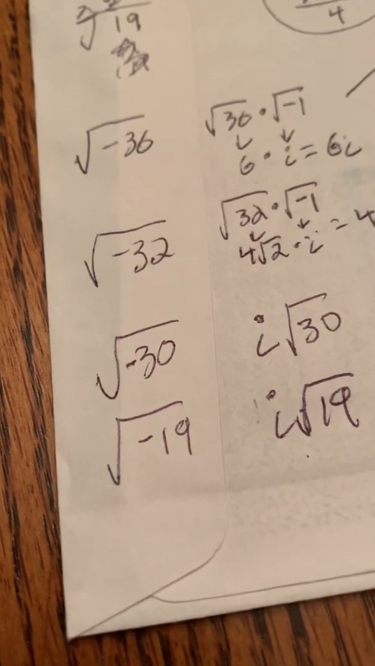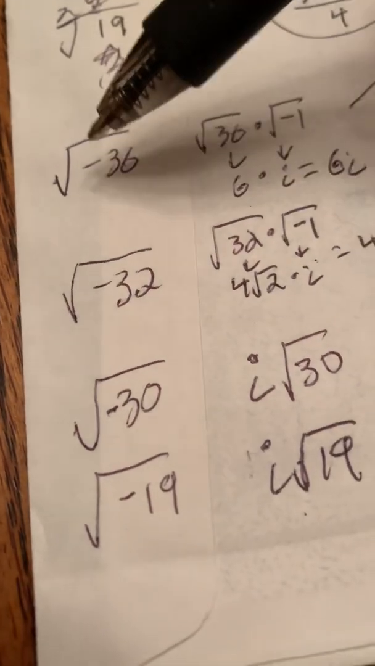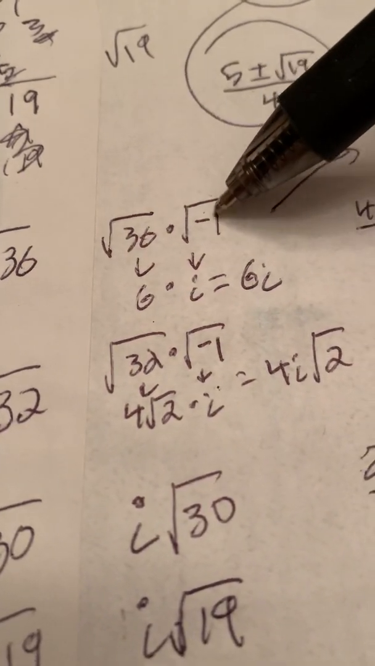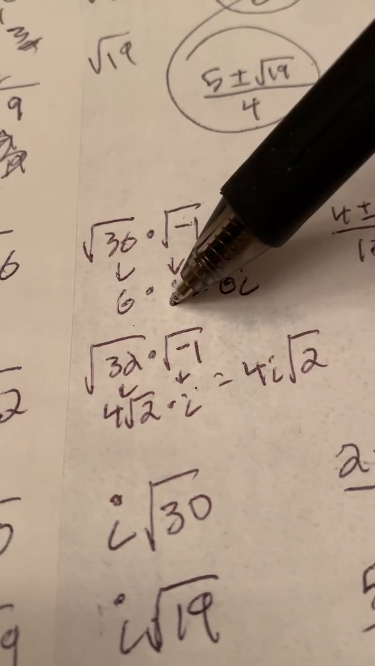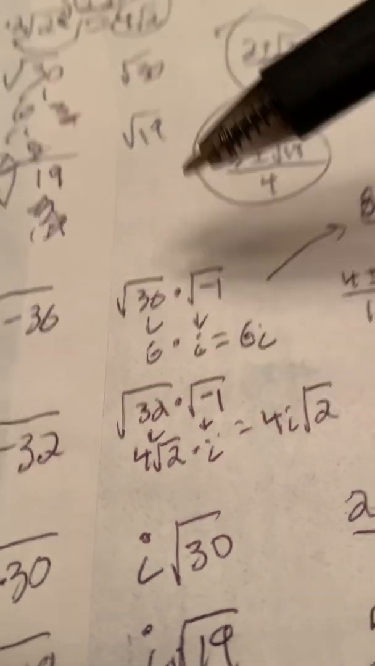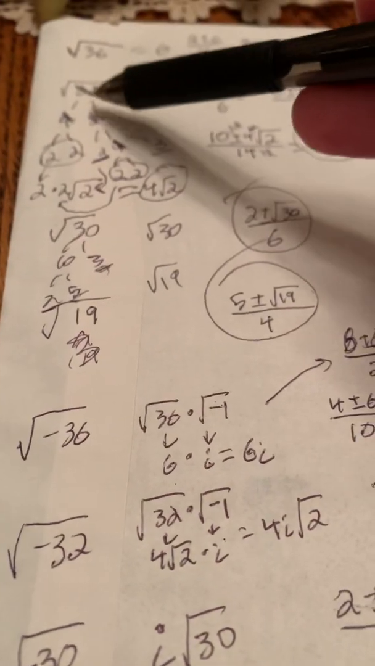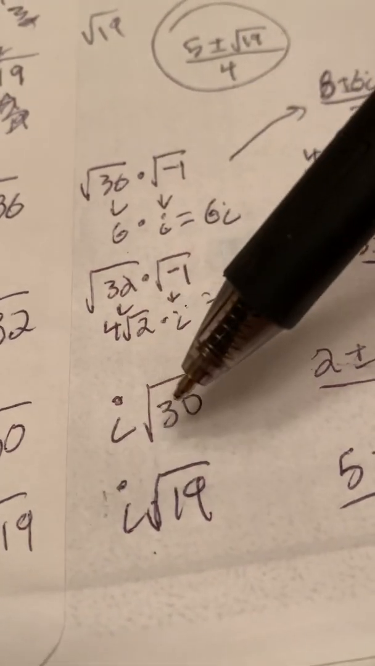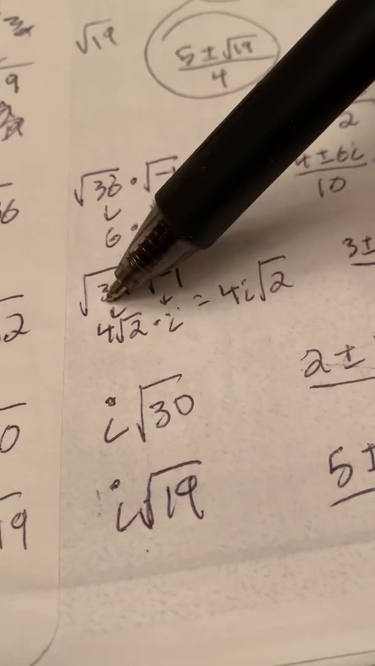So now I did all the same numbers, but I added the negative sign in front. When we have the negative sign in front, that's when we have to split it up. 36 times the square root of negative 1. We know the square root of negative 1 is i. And then, you know how we did 36, 32, 30, 19 here? We'll have the same thing here. I didn't write it for 30 and 19, but 36, 32.